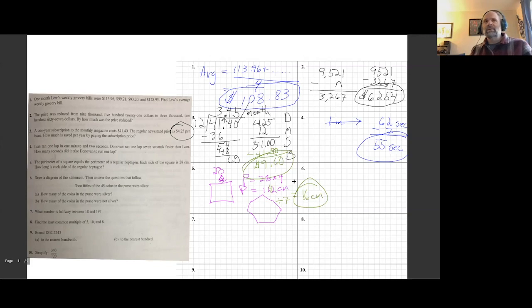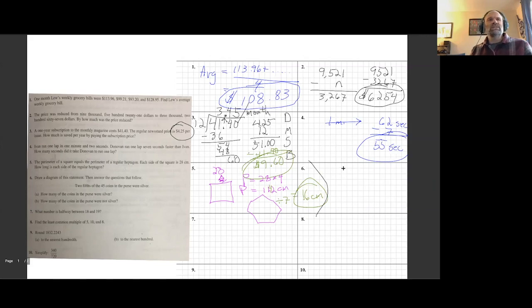Okay, number 6 is 2 parts, A and B. Draw a diagram of the statement. You do not have to draw a diagram, so don't, if that confuses you, then don't do it. Answer the questions that follow. 2/5 of the 45 coins in the purse were silver. How many coins were silver?